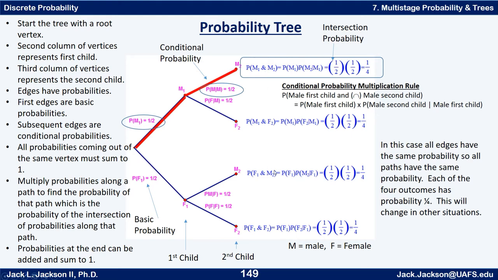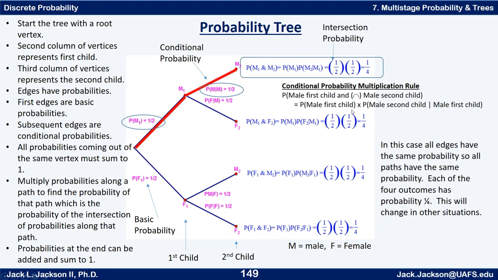And these events are non-overlapping. Okay, so they add up. Notice that they all 4 add up to 1. So all these probabilities at the end of the tree have to add up to 1.